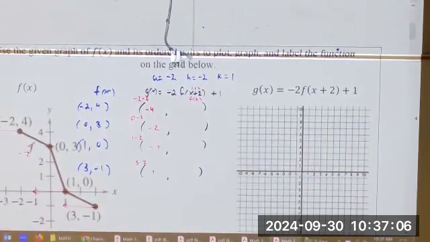But what we're looking for is the ordered pairs, because there's a lot going on. So now the y's. What's happening to the y's? Well, remember, f of x is just the y coordinate. The value of the function is the y coordinate.